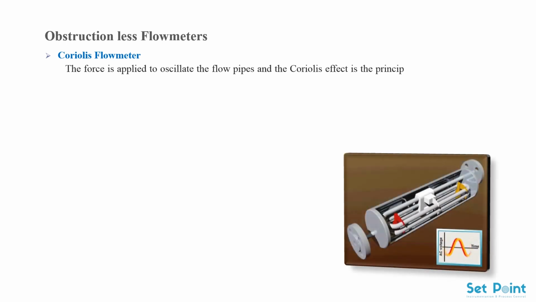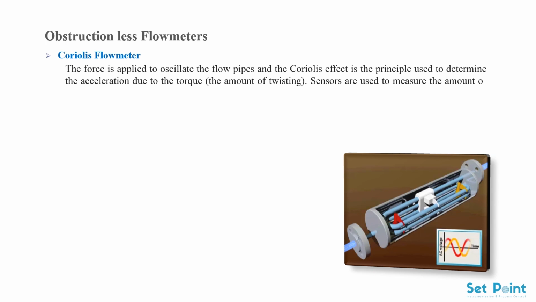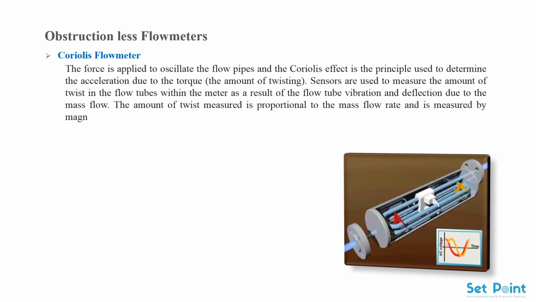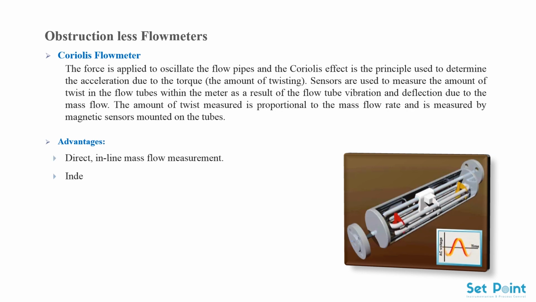Obstruction-less flow meters. Coriolis flowmeter. The force is applied to oscillate the flow pipes, and the Coriolis effect is the principle used to determine the acceleration due to the torque, the amount of twisting. Sensors are used to measure the amount of twist in the flow tubes within the meter as a result of the flow tube vibration and deflection due to the mass flow. The amount of twist measured is proportional to the mass flow rate and is measured by magnetic sensors mounted on the tubes.